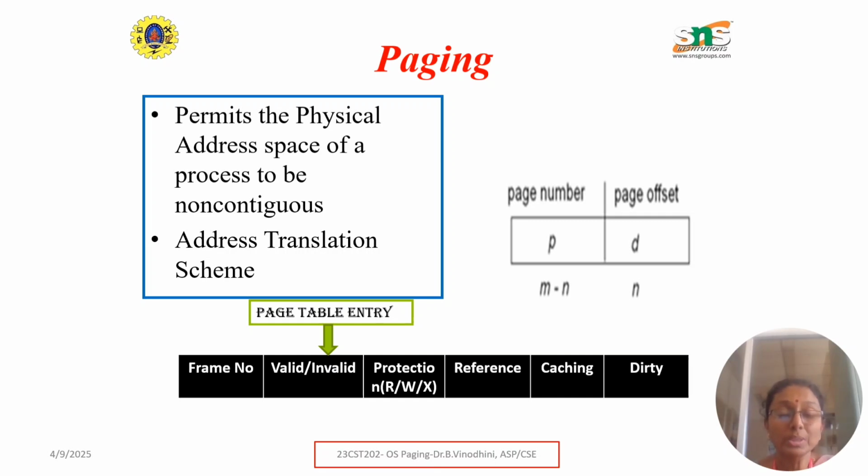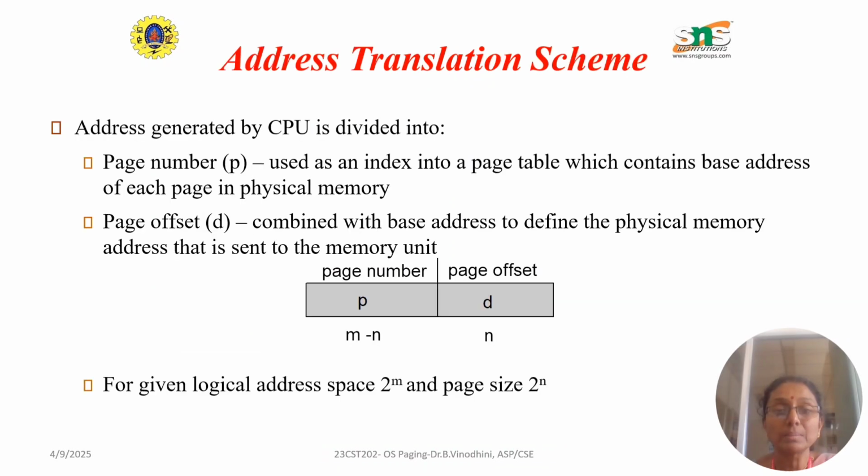And also the protection field. Protection means what access the corresponding user has, whether it is read, write or update access. And also the reference field, which says whether the page is referenced or not. And caching means the frequently used pages are stored in the cache memory, that is the TLB. That information is also provided in the page table, as an option. And if the corresponding page is modified, that is also recorded in the dirty bit.